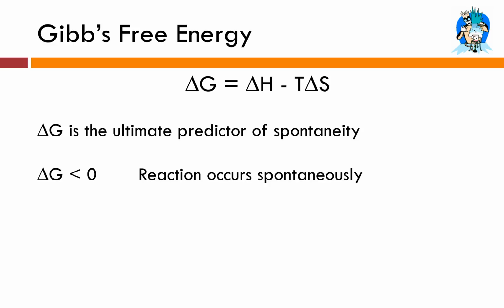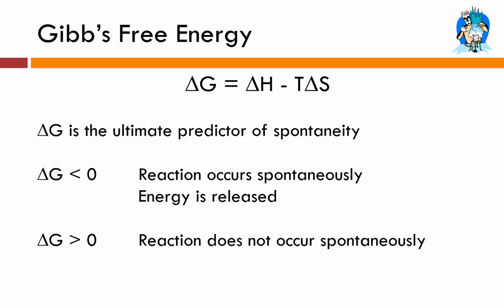When delta G is negative, the reaction occurs spontaneously and energy is released. When delta G is positive, that means the reaction does not occur spontaneously. It means you have to constantly provide energy. Energy is absorbed. So we're going to look at both enthalpy and entropy, and temperature is going to play a role here.